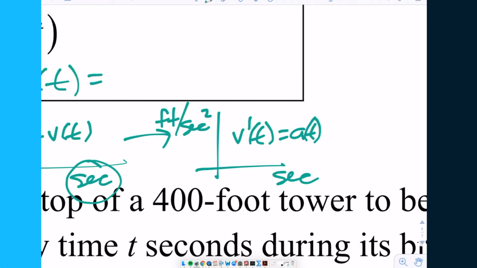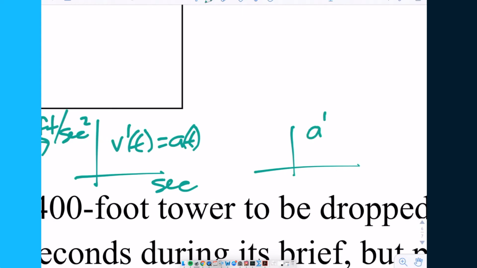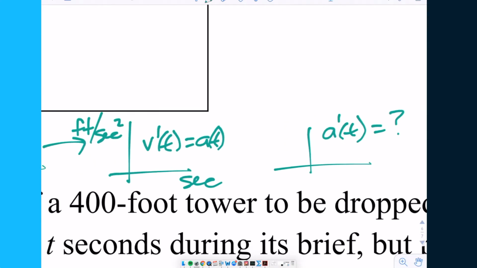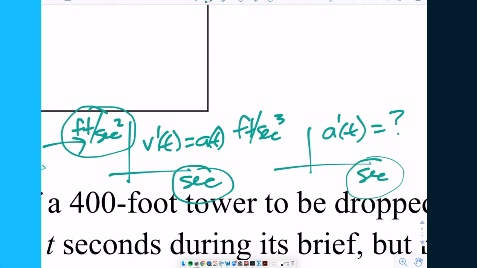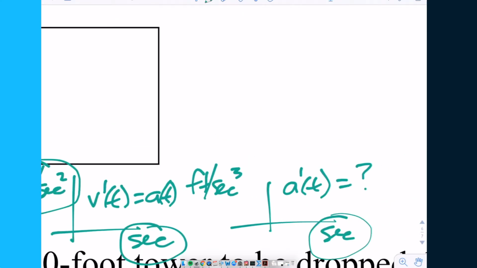So let's just go one further and see if we can make sense of it. If I then take the derivative of acceleration, I get some unknown function. Well, what are the units of the derivative of acceleration? Feet per second squared divided by seconds, and that would be feet per second cubed against time. Do we have an intuitive understanding of what that measures? Not really. So if you back it off, instead of saying feet per second cubed, maybe say feet per second squared per second. It means the same thing. So that would be the rate of change of acceleration.